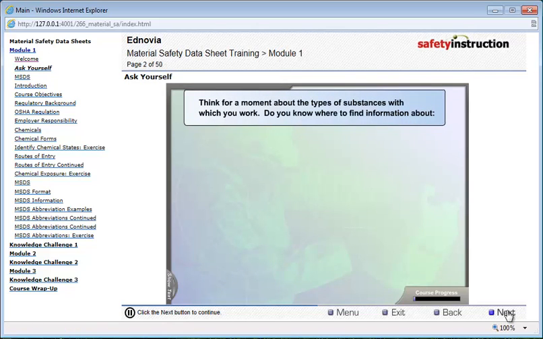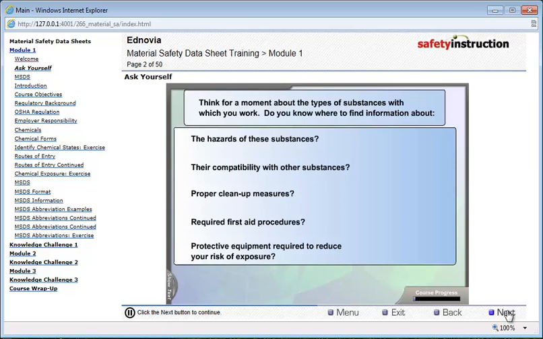Think for a moment about the types of substances with which you work. Do you know where to find information about the hazards of these substances? Their compatibility with other substances, proper cleanup measures, required first aid procedures, protective equipment required to reduce your risk of exposure.